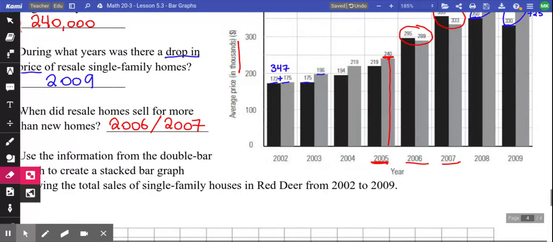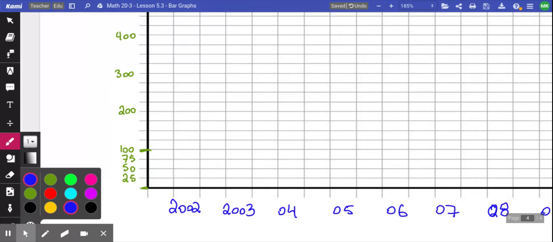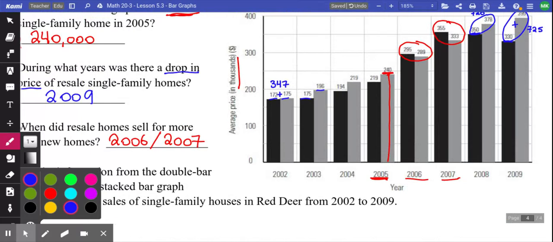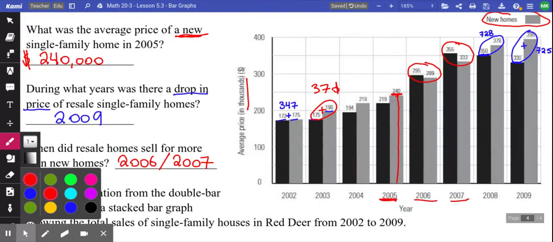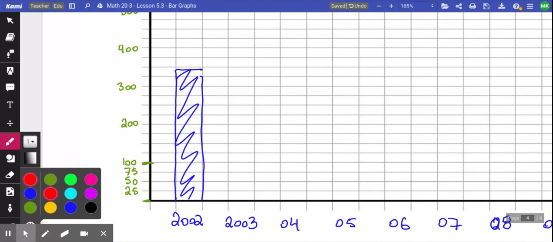We knew that in 2002 it was going to be 347, so we need to draw a bar graph that goes up to 347, which would be about here. So there's our bar. For 2003, if I add these values together, that'll tell me how stacked I need to be. 175 plus 196 would be 371. That means my bar graph needs to go up to 371, which should be about here.